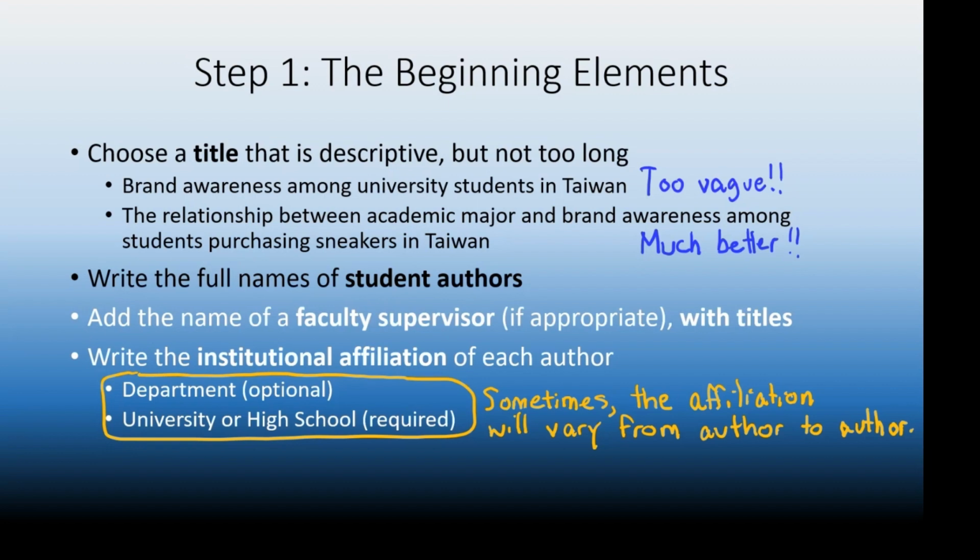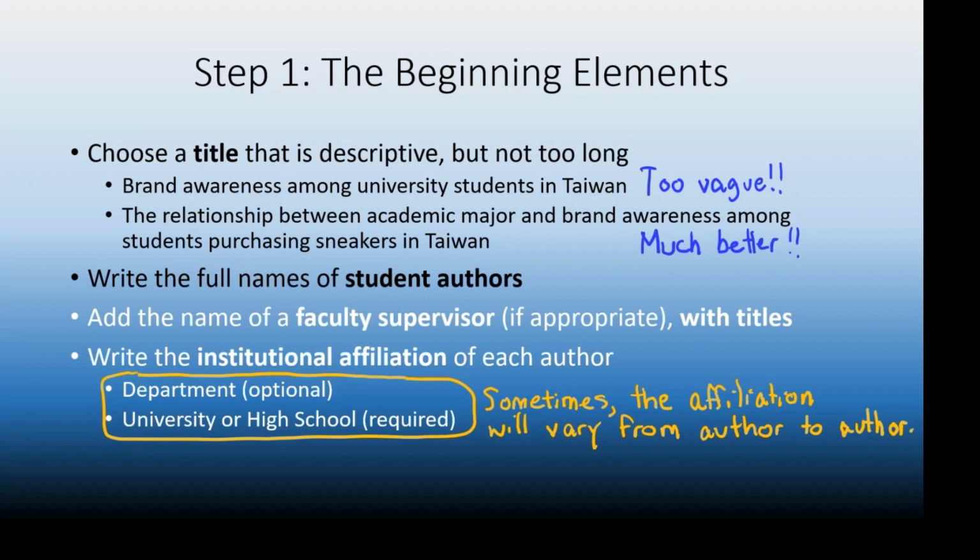The viewer may wonder what types of brands are being discussed and what factors affecting brand awareness among students are being considered. By adding more detail, the title can be improved, like the relationship between academic major and brand awareness among students purchasing sneakers in Taiwan. That is far more informative and it sounds interesting.